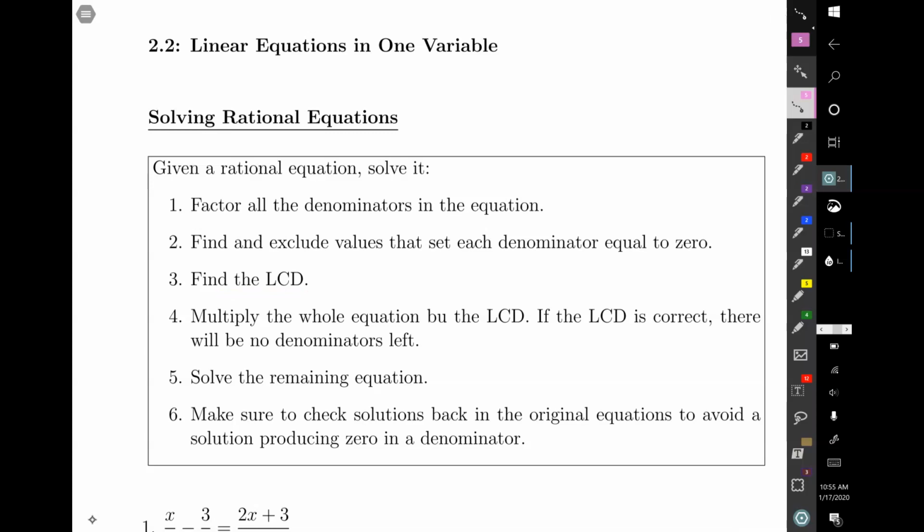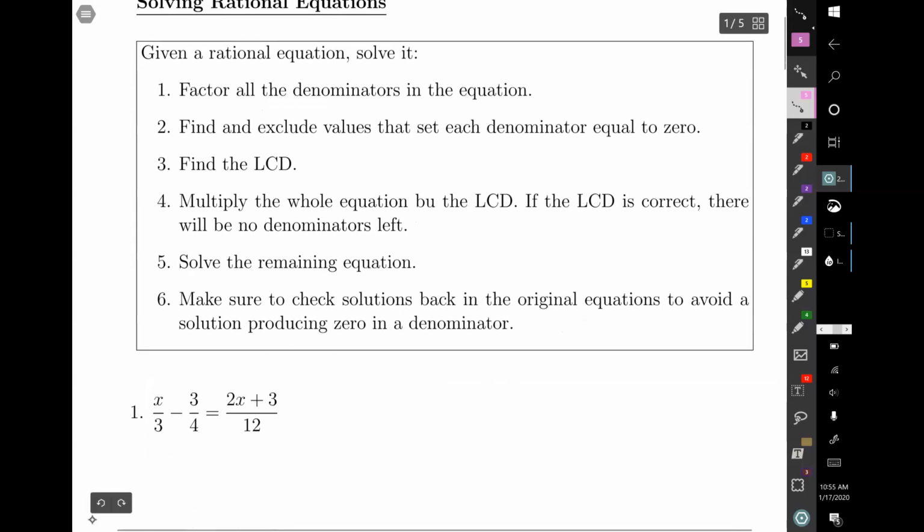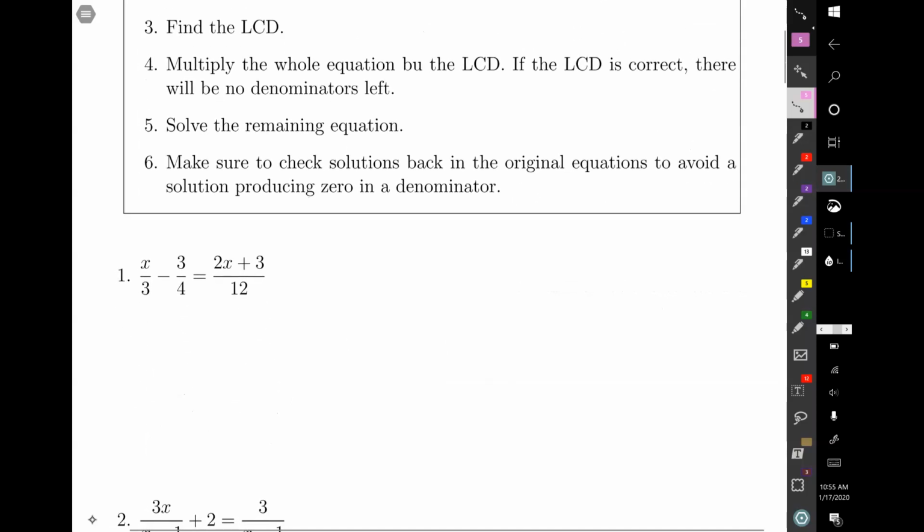Multiply the whole equation by, a little typo there, by the lowest common denominator. If the lowest common denominator is correct, there will be no denominators left. So make sure that you choose correctly. Even if you go a little bigger, it's better than not getting it at all. Number 5, solve the remaining equation. So it should come out looking like a linear equation.